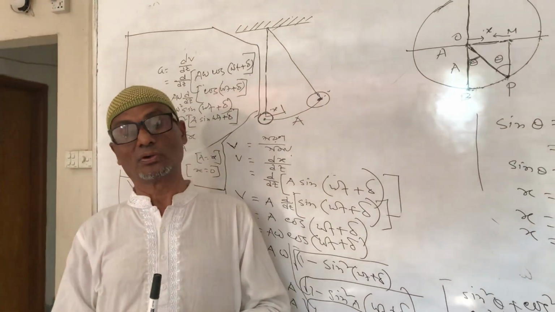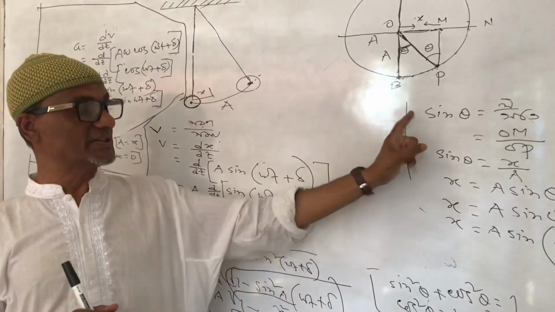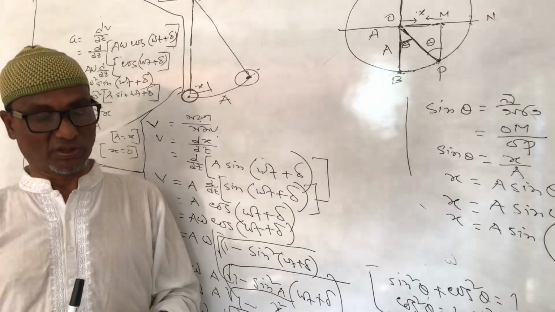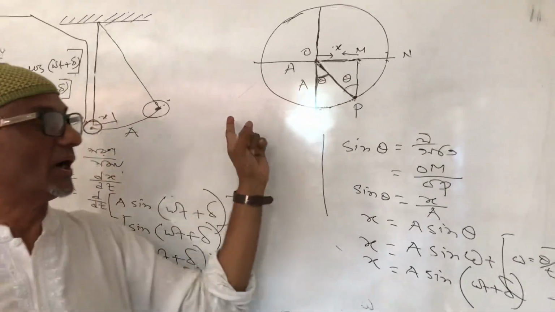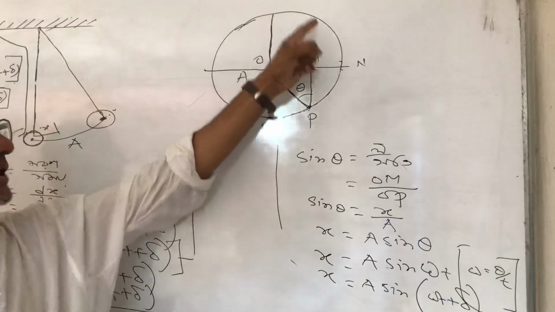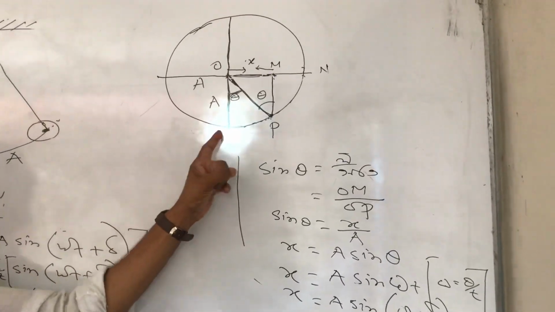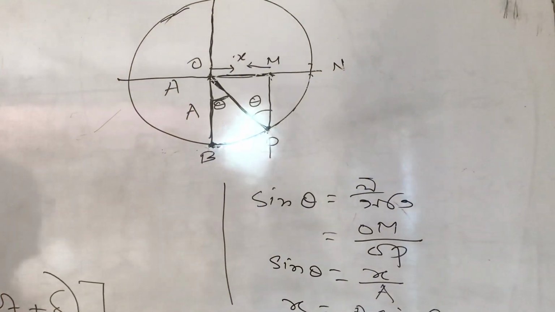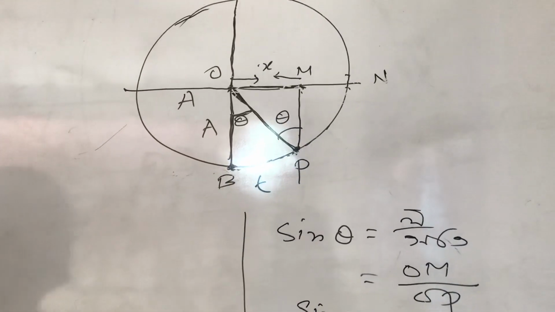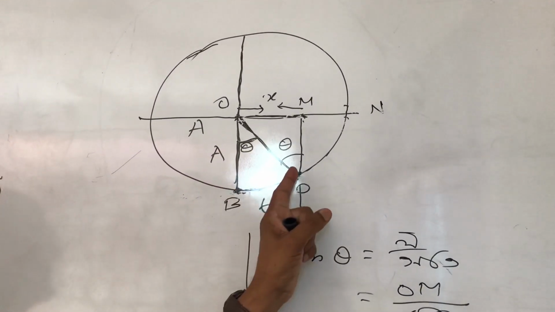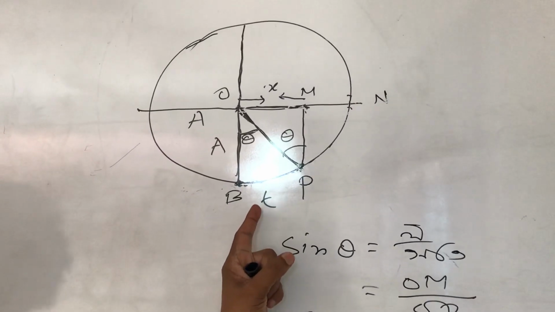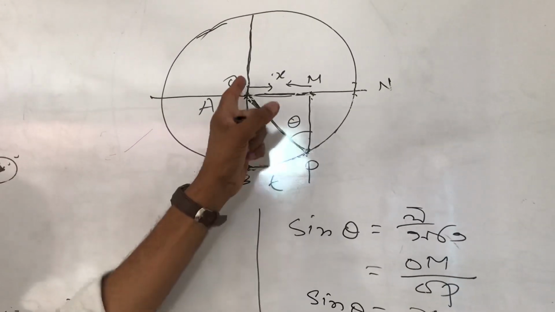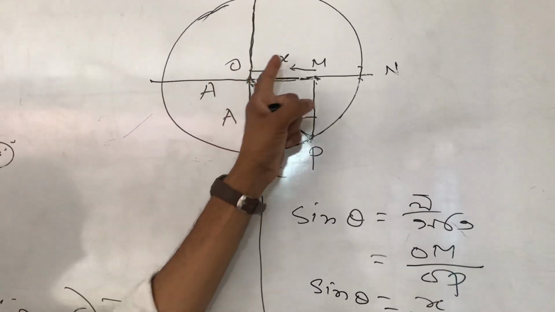Dear viewers, today I am going to calculate the displacement, velocity, and acceleration of a simple harmonic motion. According to the geometrical figure, a circle has been shown here. A particle at point B is moving around this circle. In a certain time t, it has moved from point B to point P. The angle is theta, and the displacement is shown linearly as the distance x.